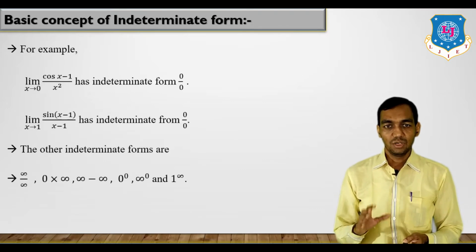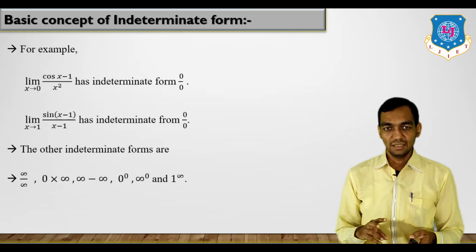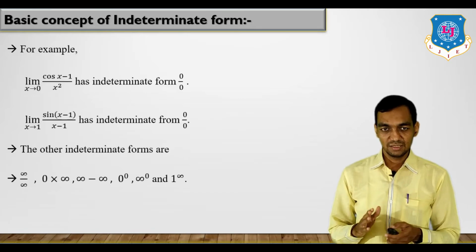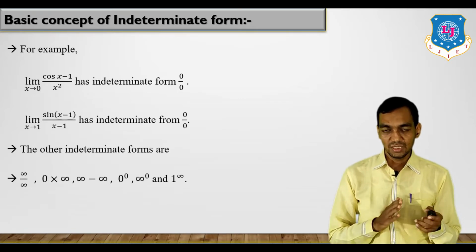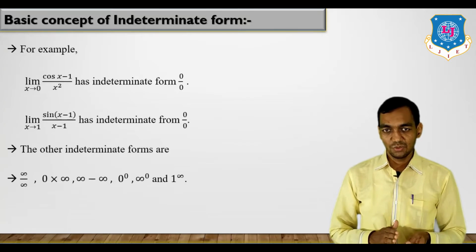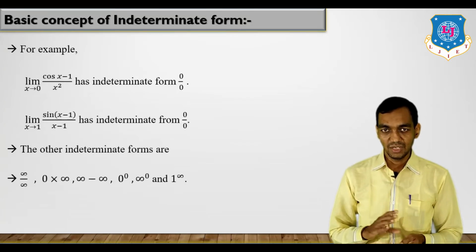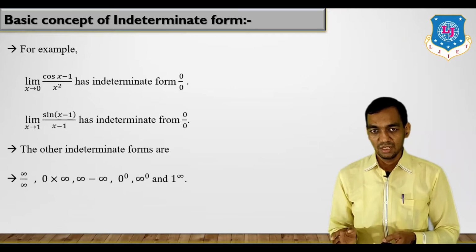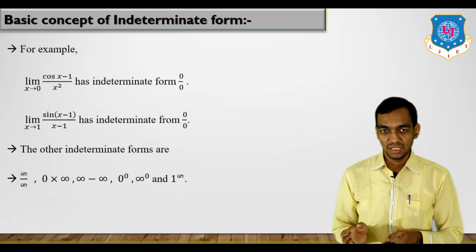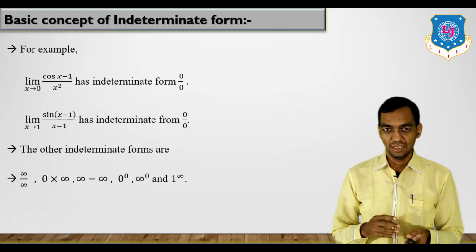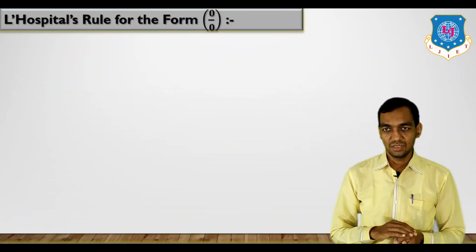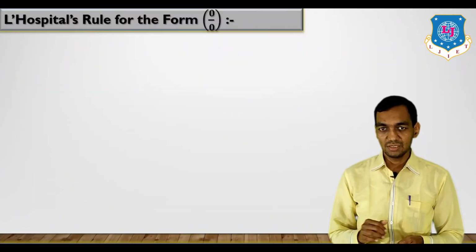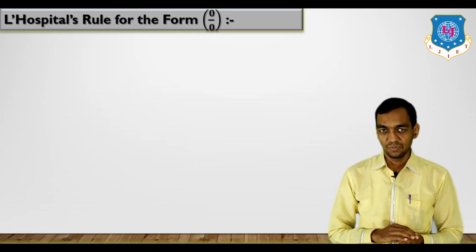See, what we are going to do, basically we are dividing these 7 indeterminate forms into two parts. The first part contains the 0 by 0 and infinity by infinity forms, where L'Hôpital's rule is directly applicable, and the remaining ones you have to reduce to the form of 0 by 0 and infinity by infinity. Now, what is L'Hôpital's rule? Or now, L'Hôpital's rule for the 0 by 0 form.